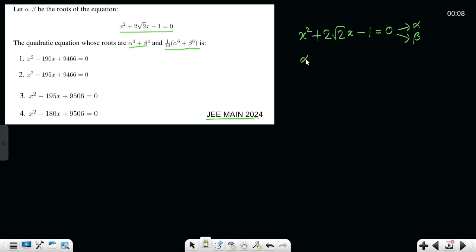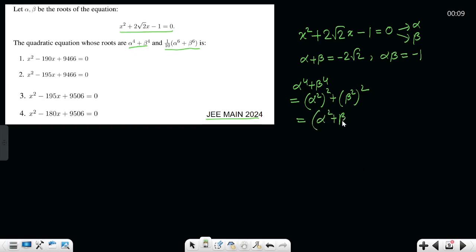So what we can say, alpha plus beta is equal to what? Minus 2 root 2 by 1, so minus 2 root 2, and alpha beta is equal to minus 1. So yeah, we got the values of alpha plus beta and alpha beta. Now we will find the value of alpha to the power 4 plus beta to the power 4. Let's find it. It is alpha square whole square plus beta square whole square, right? So this will be alpha square plus beta square whole square minus 2 alpha square beta square.